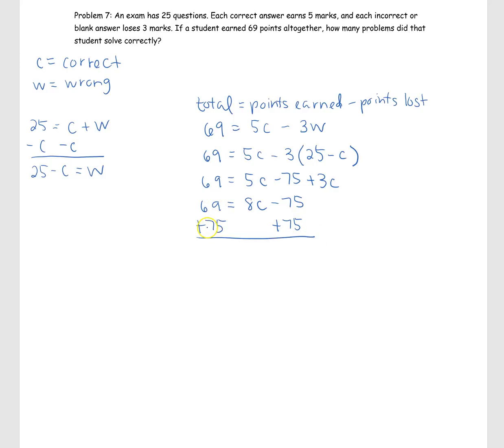69 plus 75 is 144. That equals 8C. So dividing by 8 on both sides of my equation gives me C is equal to 144 divided by 8 is 18. So we get that C is equal to 18, so the student got 18 problems correct.